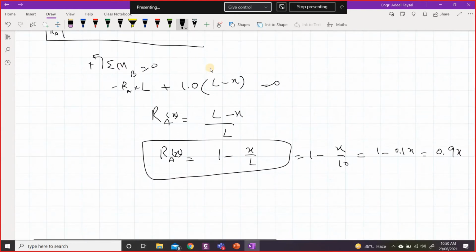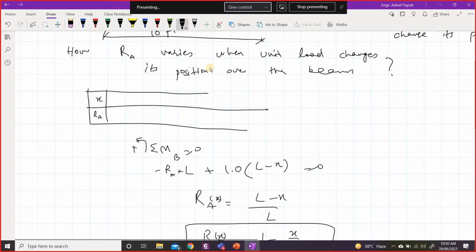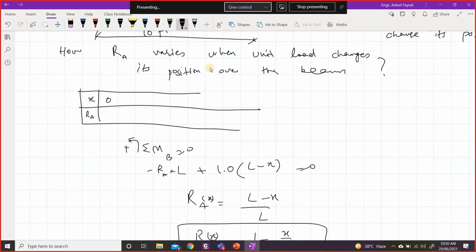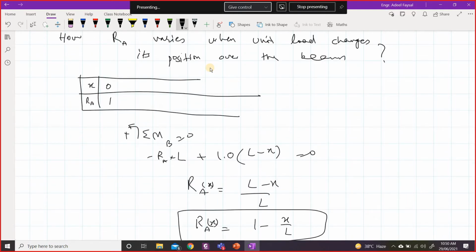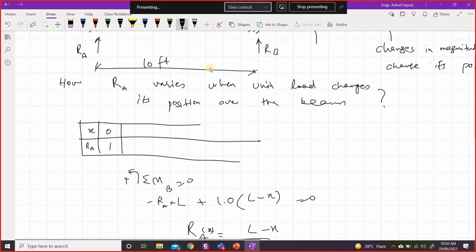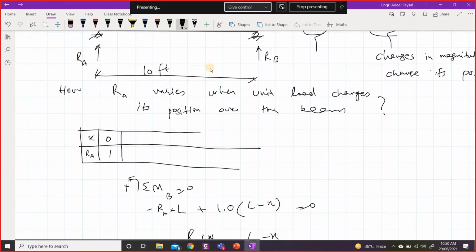So when X is 0, this is 1, okay. Let's not take any specific value, because otherwise it would be limited to that discussion. So let's do it in a general way. When X is 0, you put X equal to 0 over here and you get the answer equal to 1. So the reaction at A would be equal to 1, same as the applied loading. It means you're applying the load directly to the reaction at A, and RB would be 0 in that case.